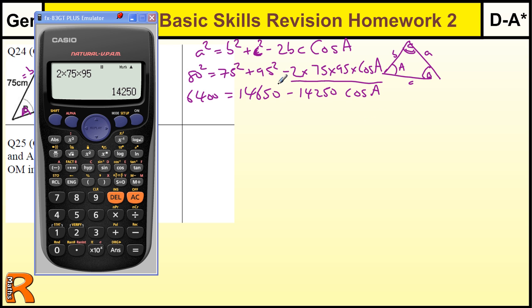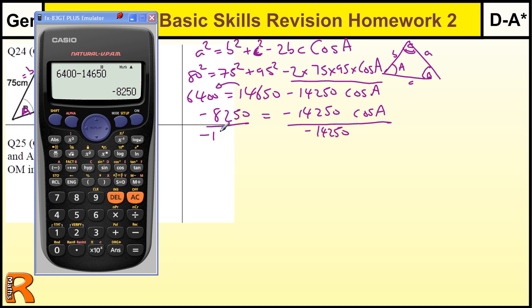Now we can't take that away from that because we've got to times by cos A first. So what you can do is take this over to this side, by taking it away, so we end up with 6400 minus 14650, which is going to be a negative number, minus 8250, and that would be equal to minus 14250 cos A, and then we need to divide by minus 14250 to get rid of it on this side, and then put it on this side.